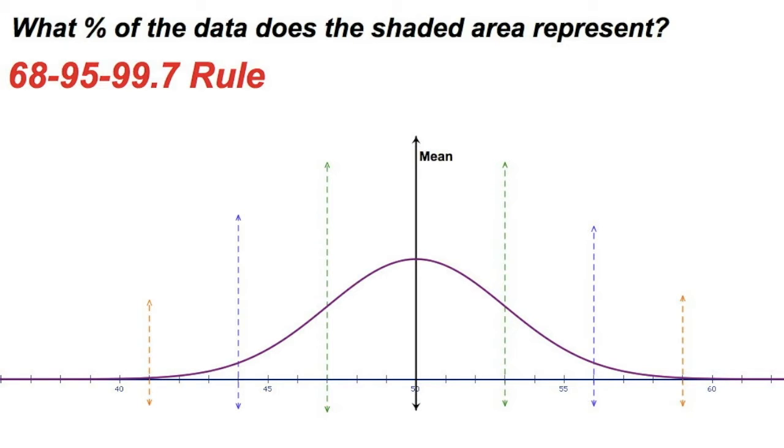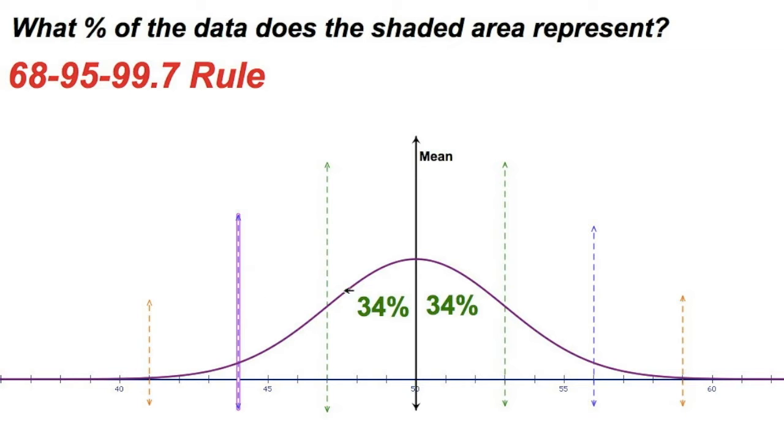Since we said 68 was the first number, remember that's plus or minus 1 standard deviation, and the curve is symmetrical. So take that and divide by 2. You've got 34 and 34. That makes sense? Some folks find it useful to have their notes organized this way.